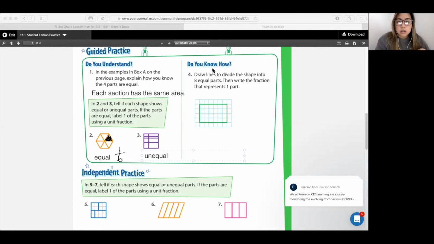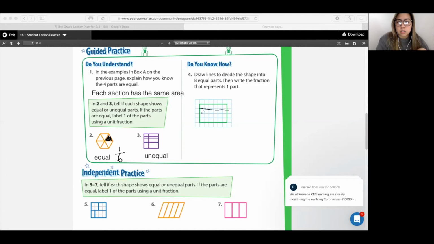Okay, number 4, draw lines to divide the shape into 8 equal parts, then write the fraction that represents one part. So again, if we colored in one part, what would the fraction be? So we can equally divide the shape. Let's see, 1, 2, 3, 4, 5. So that wouldn't work because we would divide the shape into 5 parts.